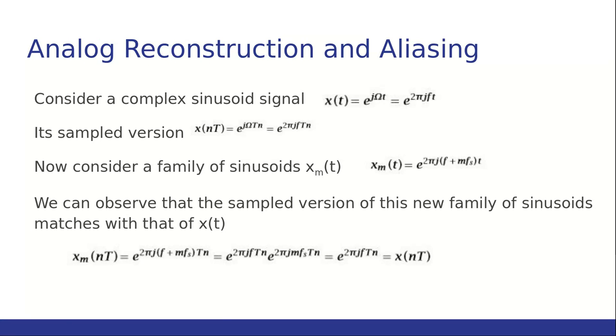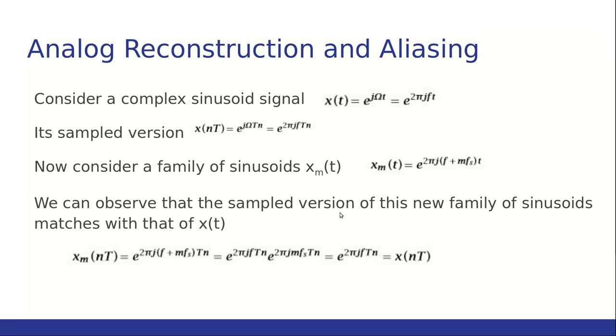Now let's see about analog reconstruction and aliasing. Consider a complex sinusoid signal x(t) equal to e power j omega t, where omega is 2 pi f. Its sampled version looks like this. Now consider a family of sinusoids xm(t) such that xm(t) is equal to e power 2 pi j times (f plus m times fs) t.